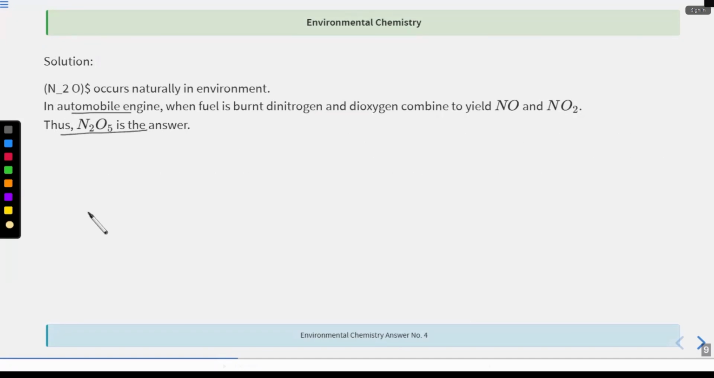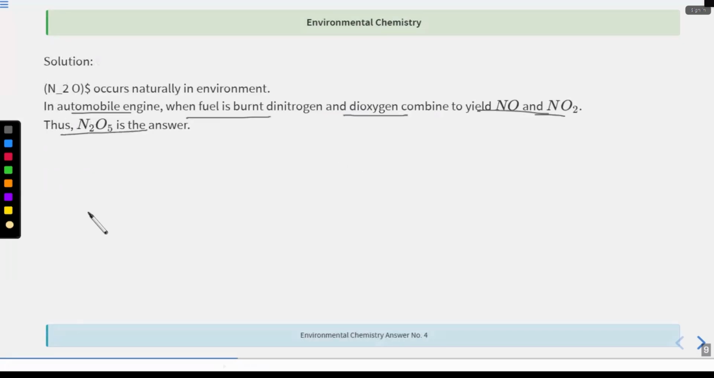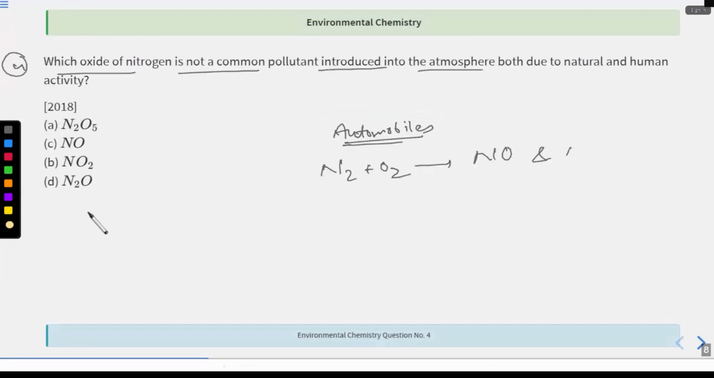Why? Because in an automobile engine, when fuel is burned, dinitrogen and dioxygen combine to yield NO and NO2. So basically, in automobiles, when N2 is burned with oxygen, it produces NO and NO2. This is NO, and this is nitrogen dioxide. So N2O5 is not made like that.